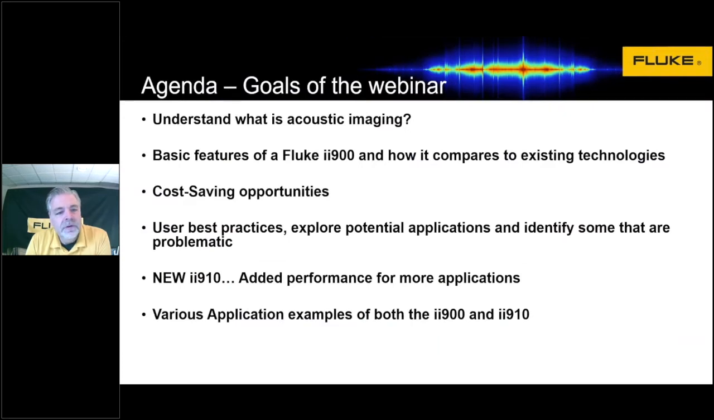There's a few agenda items that we'll cover today. Generally, we want to give you an overall view of what is acoustical imaging, have a quick review of the features of the ii900 and how it compares to other existing technologies, and maybe get into some of the cost-saving opportunities that you'll have by deploying a sonic industrial imager at your location. We'll review some best practices on how to make this potentially a really valuable product in your toolbox, and then we'll introduce the new ii910 to you, which is a version of this product that we just launched about a month or two ago, and has more features and functions to it. And without any further ado, we will move forwards here.